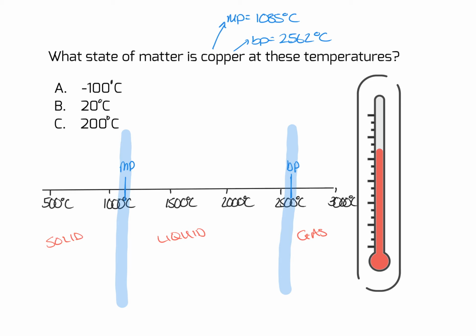So minus 100 is your first one. Minus 100 is so low, it's not even on our number line. So it's going to be over that direction somewhere, minus 100 degrees C. Which section is it in? Solid, liquid or gas? It's in the solid section. So at minus 100, copper would be a solid.